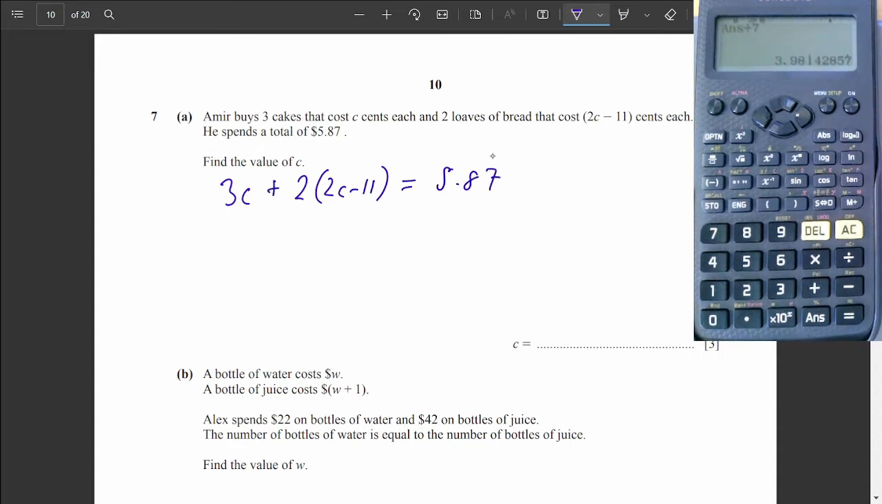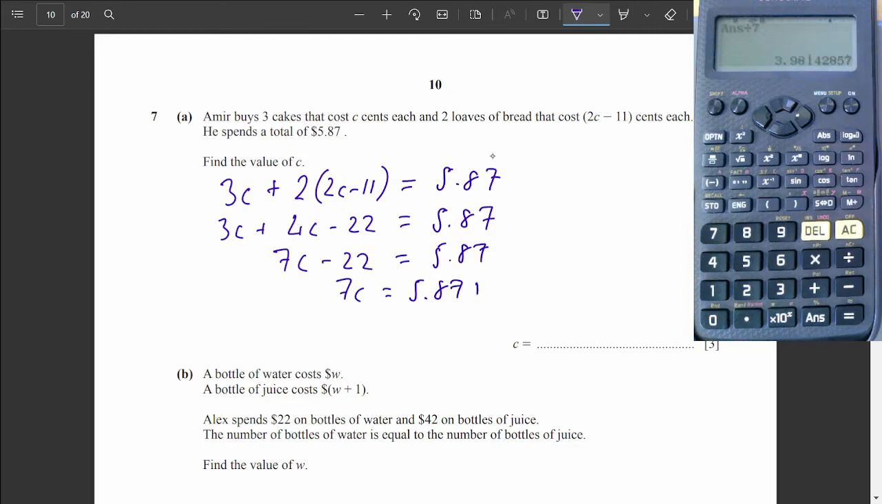Okay. Next thing is to expand those brackets. 3C, 2 times 2C is 4C minus 22 equals 587. Okay. Add together the C's, that gives us 7C minus 22. We need to be very careful here now because something is wrong. Because the next thing I need to do is 5.87 plus 22. Okay. Well, what is this?